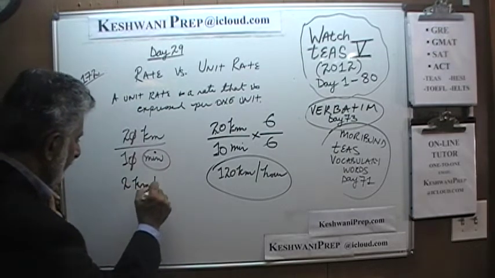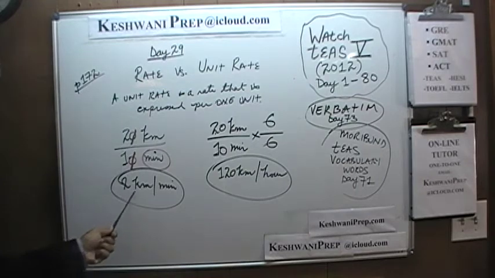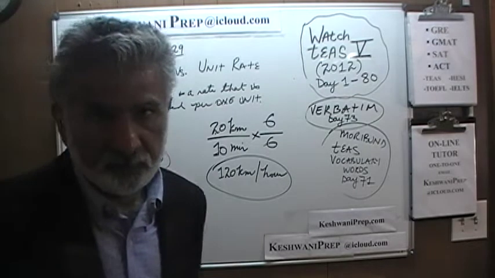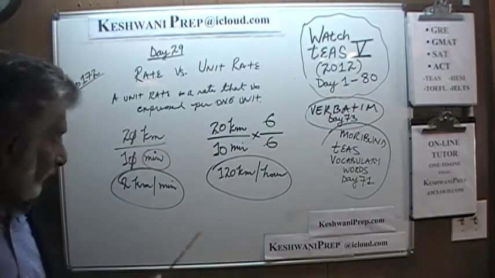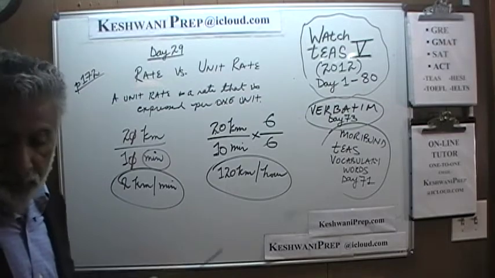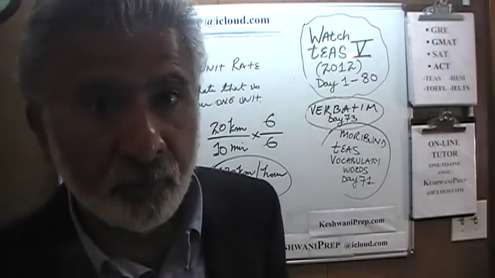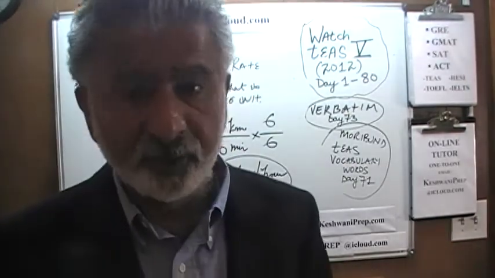And this was a unit rate too: 2 kilometers per minute. Which makes perfect sense, because if you're going 2 kilometers per minute and there are 60 minutes, 2 times 60 is 120 kilometers per hour. This is the unit rate, and that is the unit rate. They're both perfectly acceptable. It just depends on how the answer choices are laid out in front of you, so you may have to do this conversion to recognize the right answer.